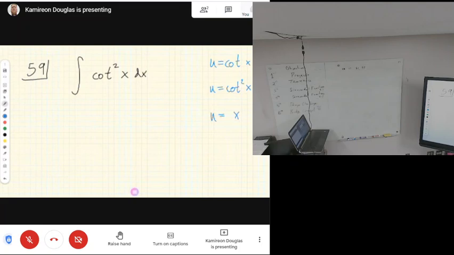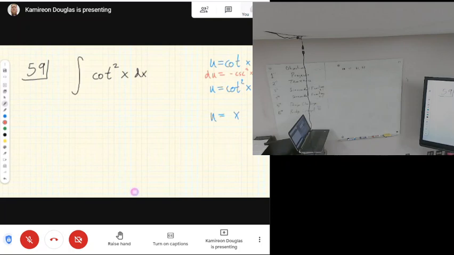If I make it cotangent of x, I'd have to take the derivative of cotangent of x to determine what du is. If I do that, what's my du going to be? In other words, what's the derivative of cotangent of x? Negative cosecant squared. Which does not appear to be in this problem anywhere. So not looking too good.